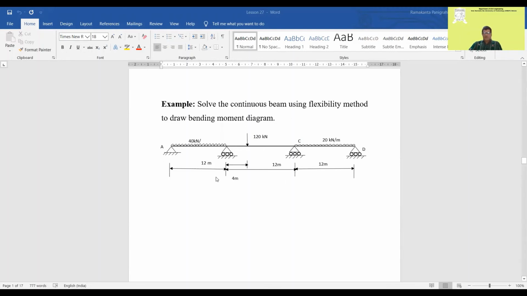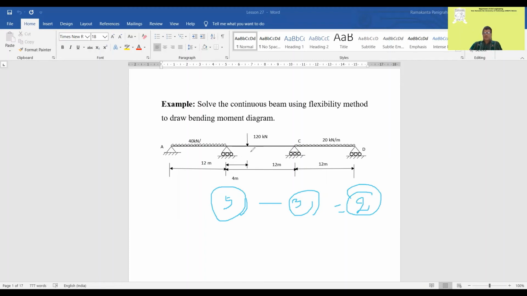Now, what is the number of static indeterminates here? 1, 2, 3 to 5. 5 is the reaction unknowns. Minus 3 can be solved, so 2 is the redundancy. Any 2 you can find as the redundancy.